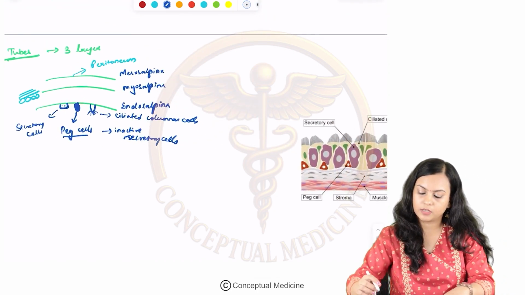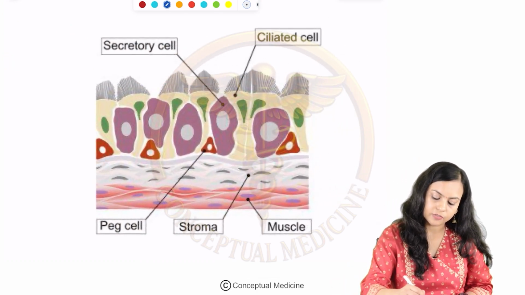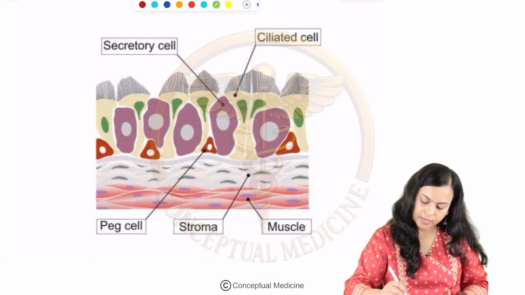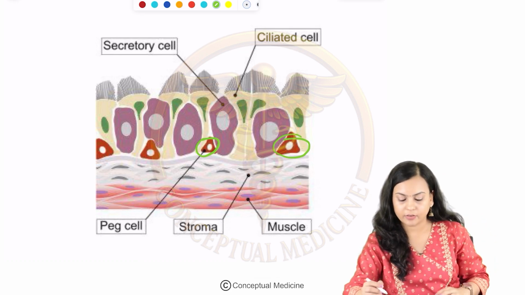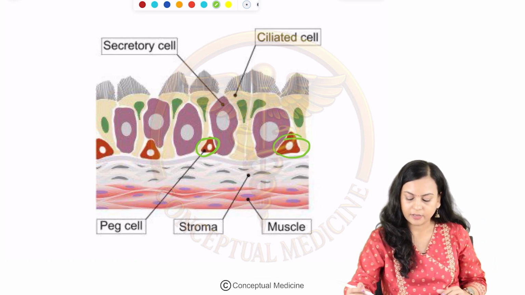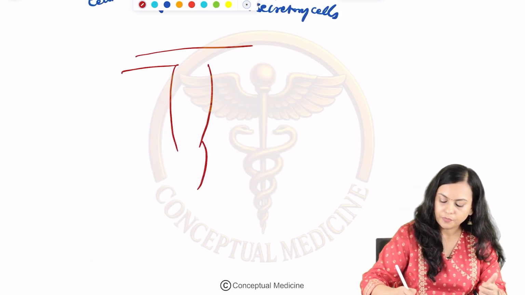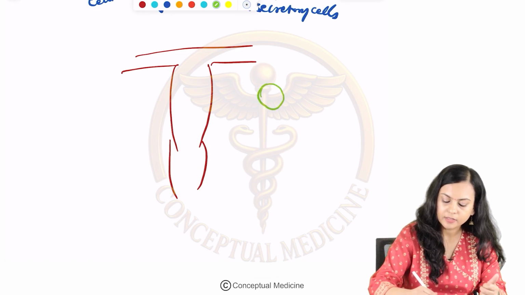Okay, so this is one picture to get an idea of the cross section of the fallopian tubes. So we'll have the secretory cells. In between the secretory cells we have the PEG cells, which are nothing but the inactive secretory cells, and also we have the ciliated cells. See, for example, this is the uterus and the tube, and the ovaries are somewhere here in the pelvic cavity like this.